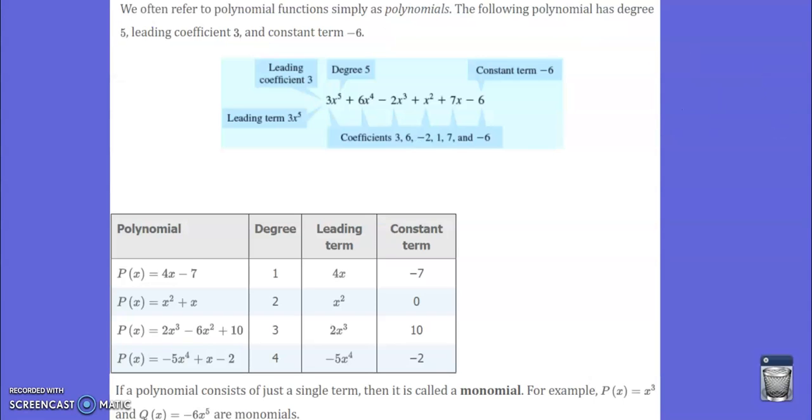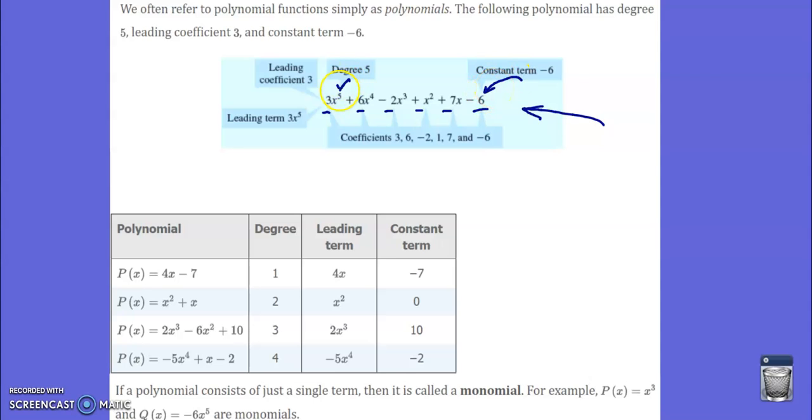So we often refer to polynomial functions just as polynomials. As math people, we just call it that, and we just know we're talking about a function. So here's an example of all the terminology. Here's an example of 3x to the 5th plus 6x to the 4th, and so forth. Notice the coefficients of 3, 6, negative 2, 1, 7, and then negative 6. The constant term is the number.